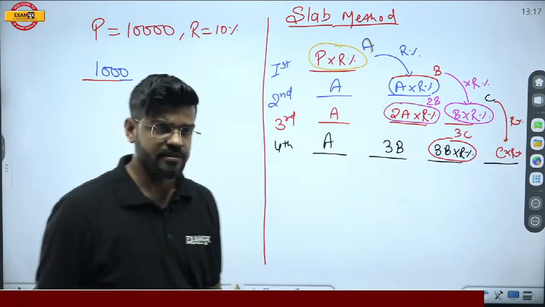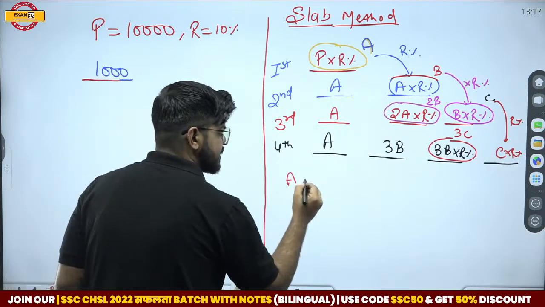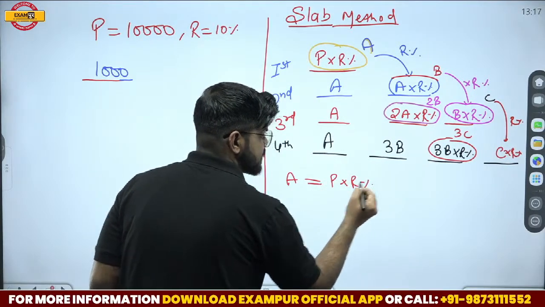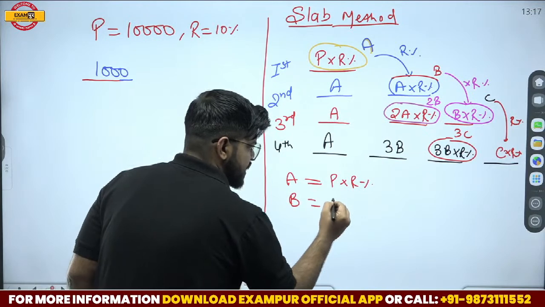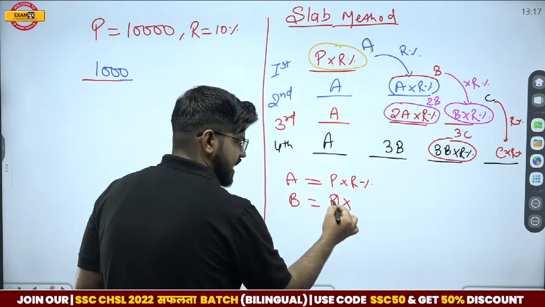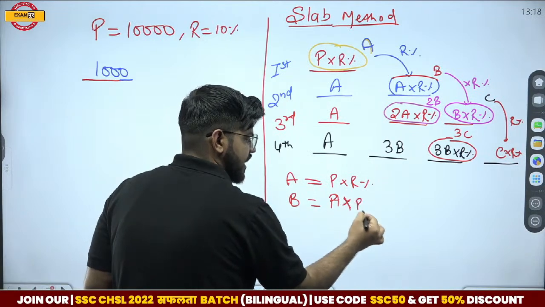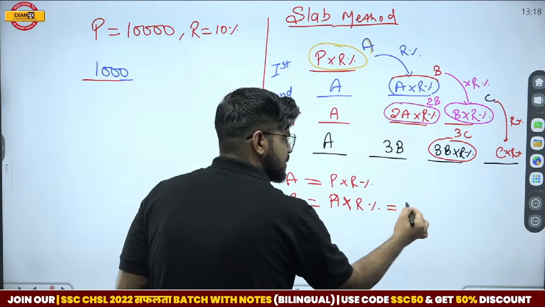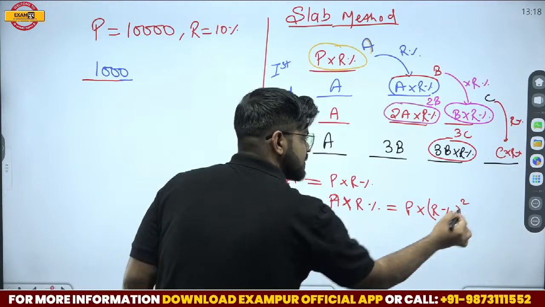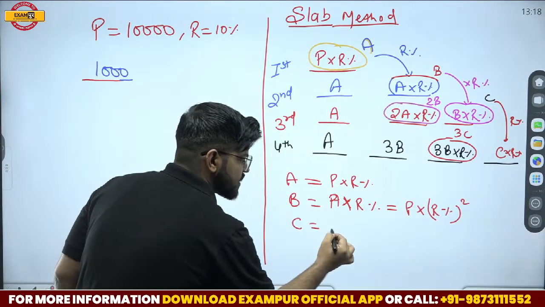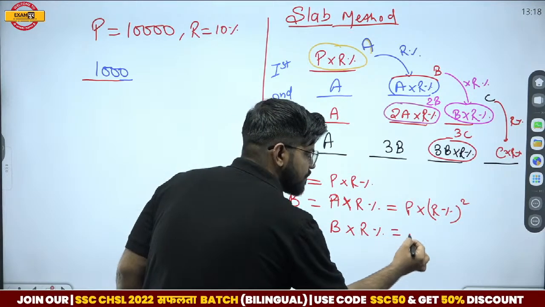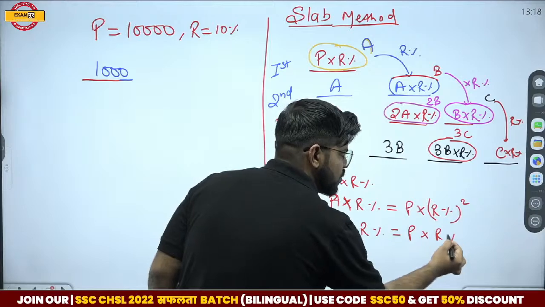So here I am writing A is what? A is nothing but P into R percent. B is what? B is P into R percent into R percent, or we can say A into R percent, or P into R percent whole square. And C is what? C is B into R percent, or P into R percent whole cube.